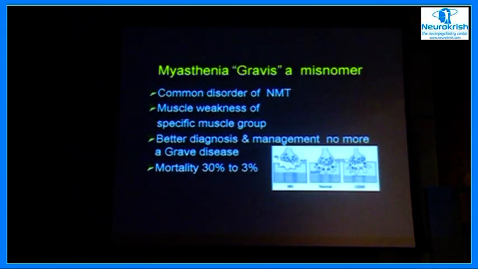So myasthenia gravis is the commonest neuromuscular transmission disorder, and it results in muscle weakness of specific muscle groups. And because there has been so much improvement in the diagnosis and management, the name myasthenia gravis is probably not correct. It is no more a grave disease. Now the mortality has gone down from 30% to 3%, and so we should probably have a better name for this disease.